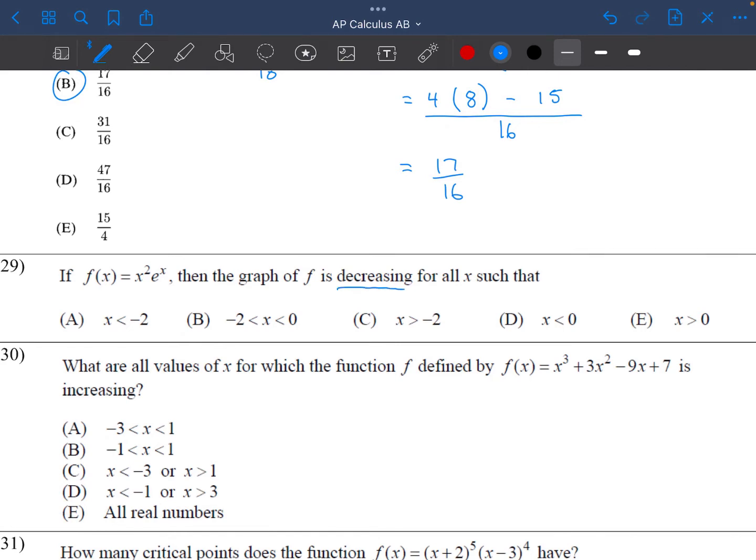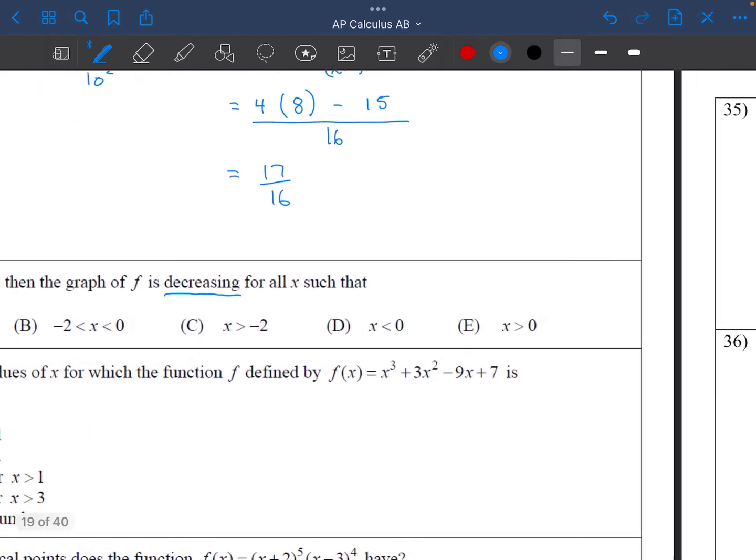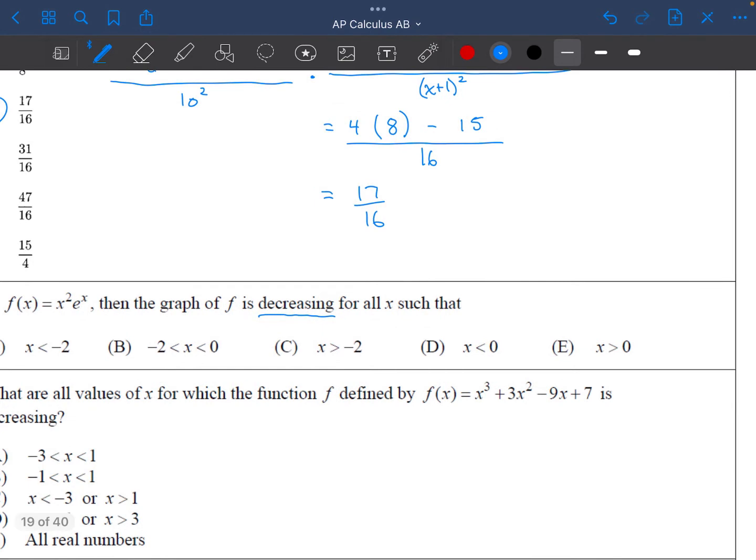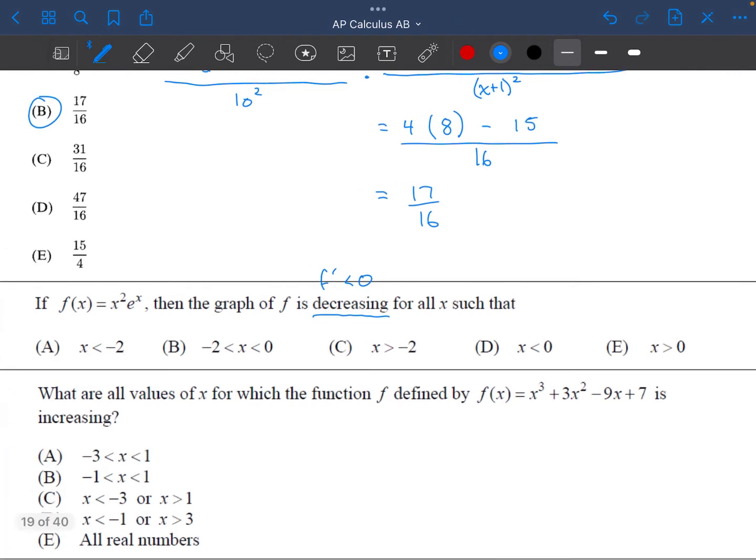Decreasing. Okay, so decreasing, we need a speechy definition for decreasing. Decreasing is wherever you take the derivative of the thing you're talking about. If we're talking about f, then the derivative of f is f prime. So where f prime is negative, is less than 0. So I need f prime, and I don't have f prime.